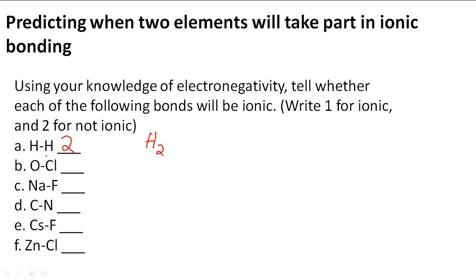Cl and O, they're both nonmetals, and that means their electronegativities are pretty much really close. So 2 for that one.